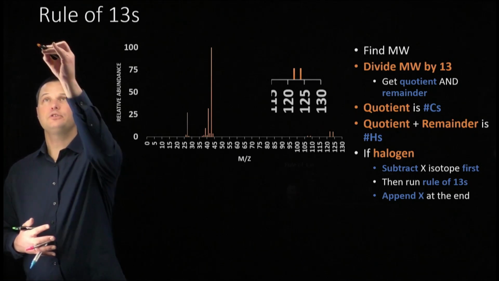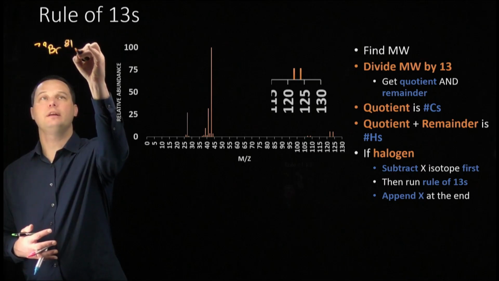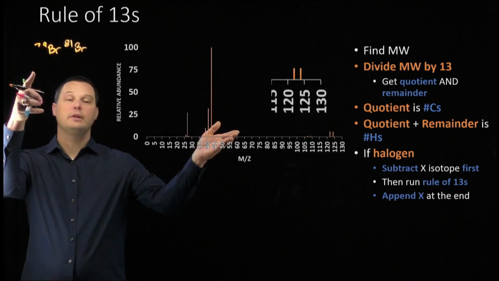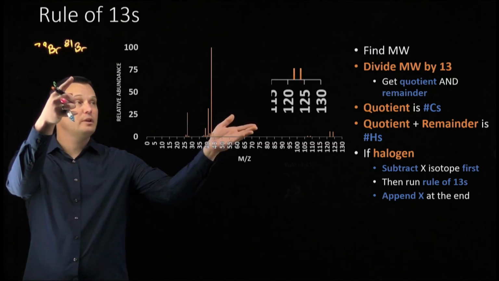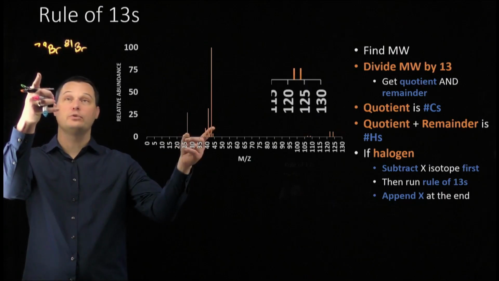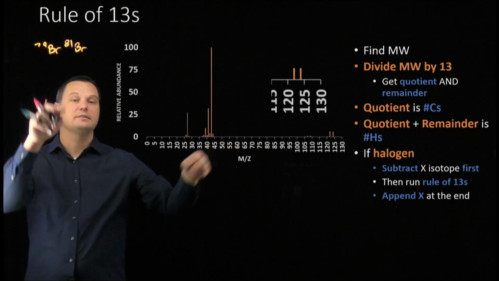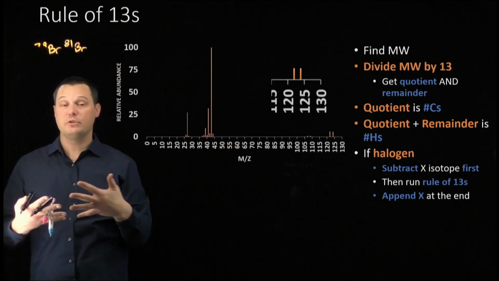Recall that the 2 naturally occurring atomic isotopes of bromine are bromine 79 and bromine 81. The molecules that randomly have bromine 79 will give rise to the molecular M plus peak at 122, and the molecules that happen to have bromine 81 will give the M plus peak at 124. So we can either subtract 79 from 122 or 81 from 124. Doesn't really matter as long as we're consistent. For me, personally, subtracting 81 is easier than subtracting 79, but they should both give the same answer.